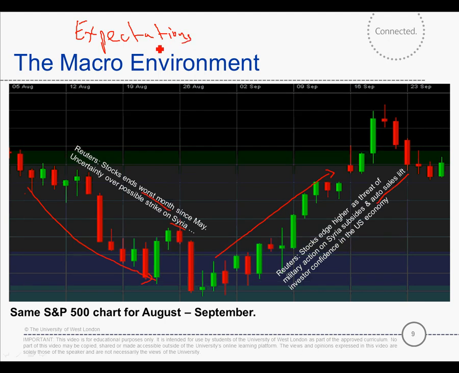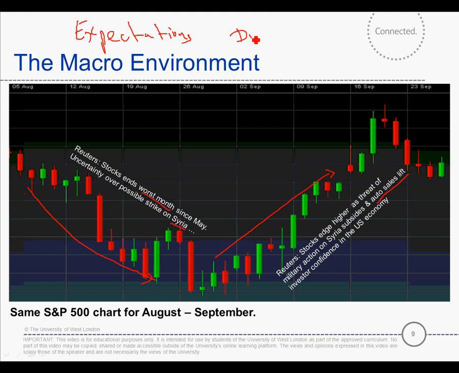If something happens and the market did not expect this, it was unexpected or relatively unexpected, you will see a reaction. You most likely will see a reaction. But if the market had been expecting this, and it happens, then you may not see a reaction. And you wonder, hold on, why is there no reaction? And the reason for that is the market has already discounted this.